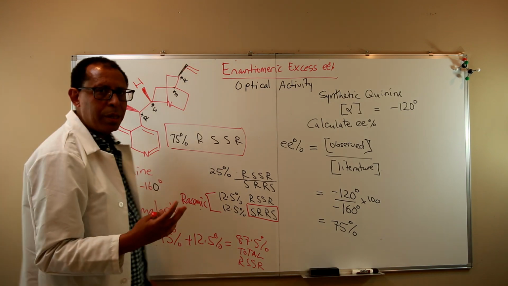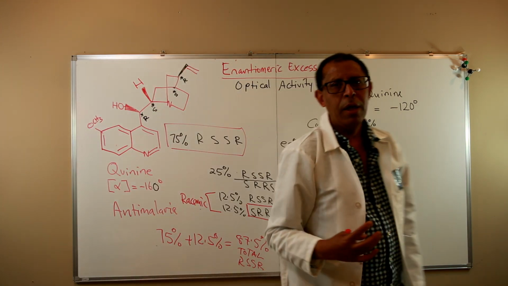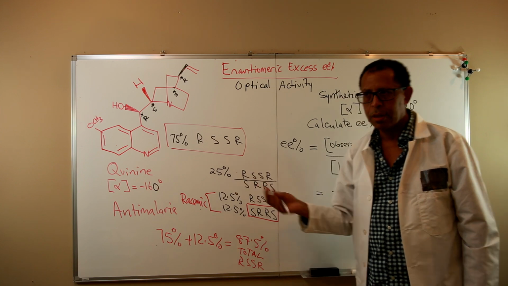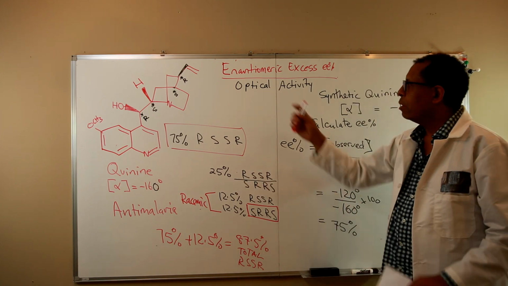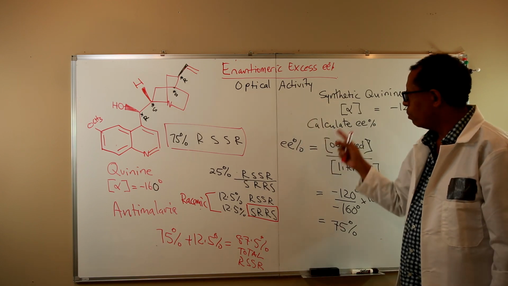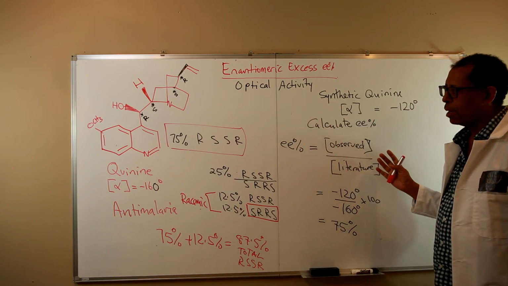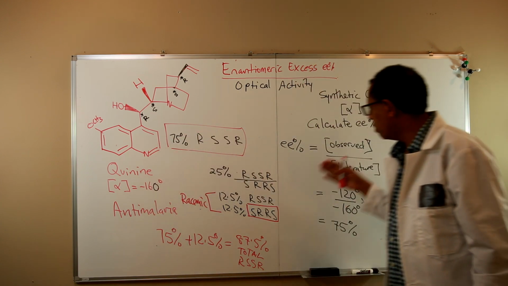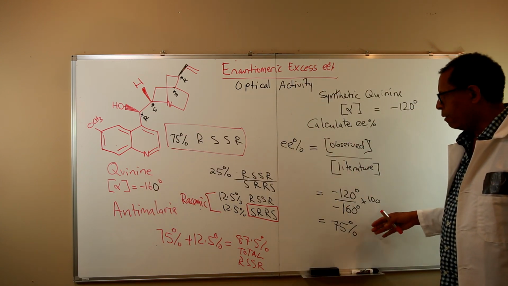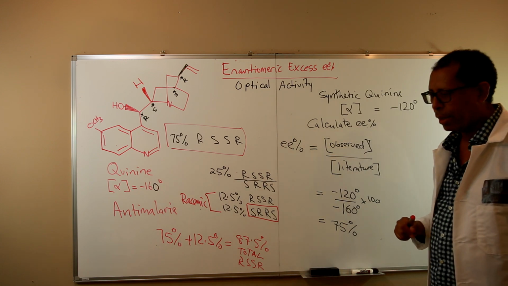So this is how we determine the quality of a product during synthesis or during isolation of a natural product. You use optical activity to calculate the enantiomeric excess from a known literature value. You compare it by taking the ratio and find out the enantiomeric excess.